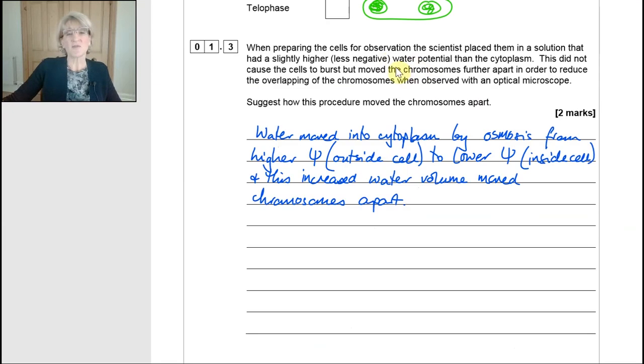When preparing cells for observation, they put them in a solution that had a slightly higher water potential. As soon as I see this word water potential, I'm thinking osmosis, because water potential and osmosis absolutely go together as terminology. So suggest how this procedure moved the chromosomes apart. I talk about osmosis, and because I talk about osmosis, I put water potential in my answer. Again, because those terms go together. This increased water volume moved the chromosomes apart.